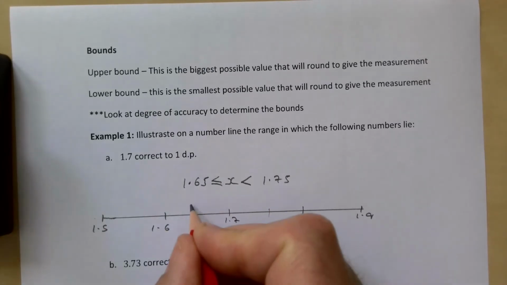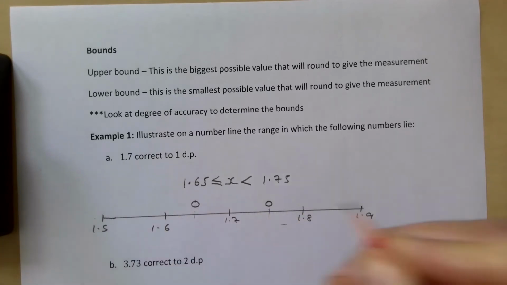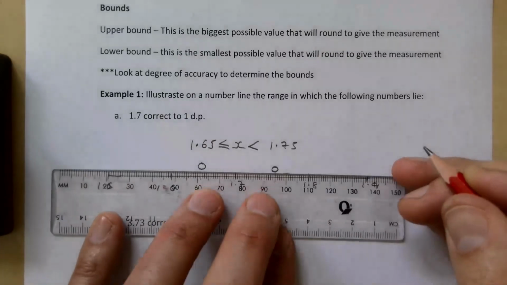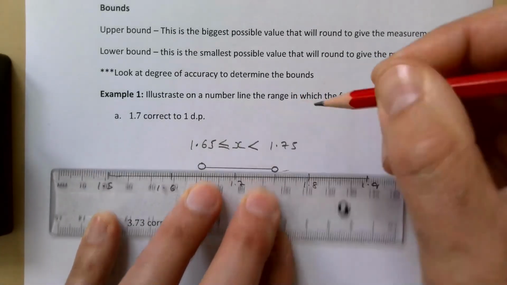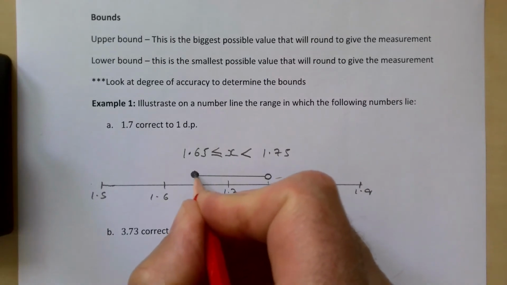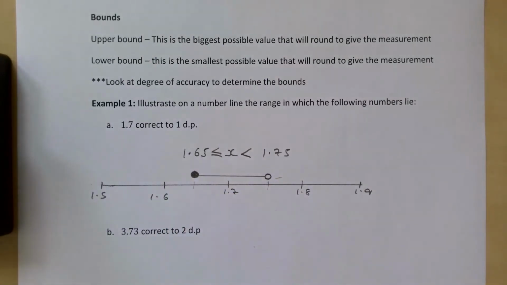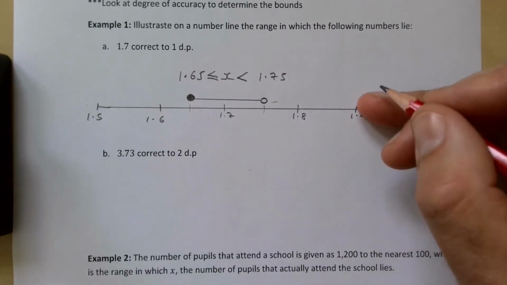On the number line, we draw two circles at each of these values. We get a ruler and we join them up. And if it can be that particular number, we colour in our circle. And we end up then with our number there. So that's it illustrated on the number line. Let's take a look at part B. 3.73 corrected to 2 decimal places.